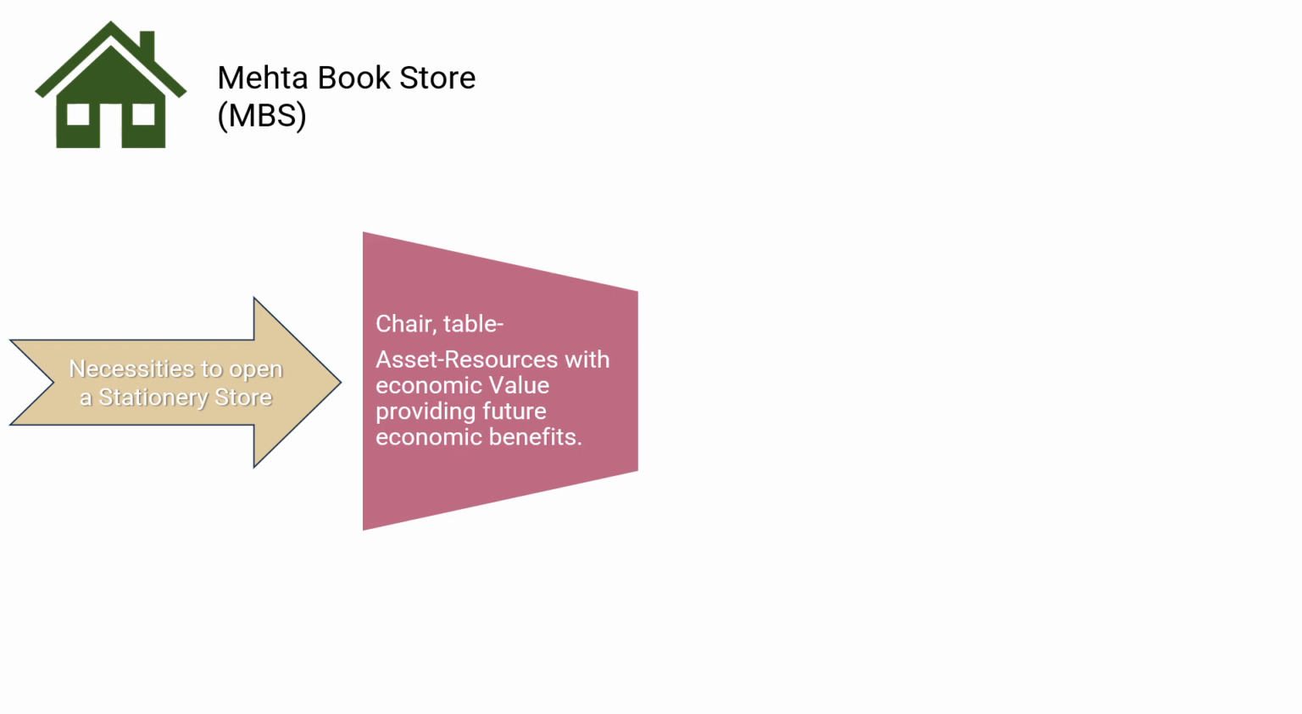So all of these kinds of things which you buy, which will be there for a longer period of time, are called the asset. Okay, chair, table, a mattress, anything which is required in a shop, those are called the assets.